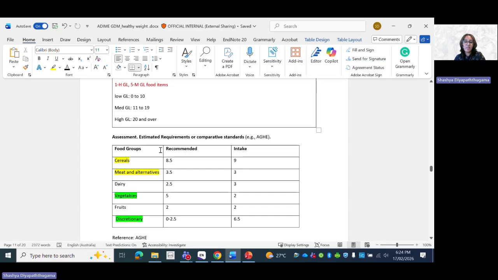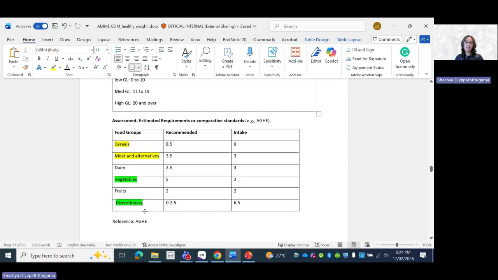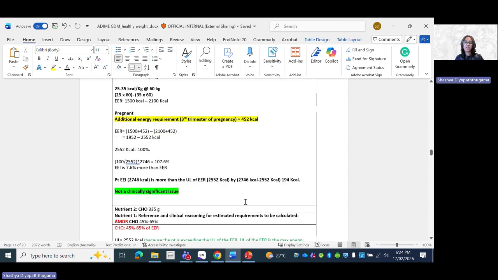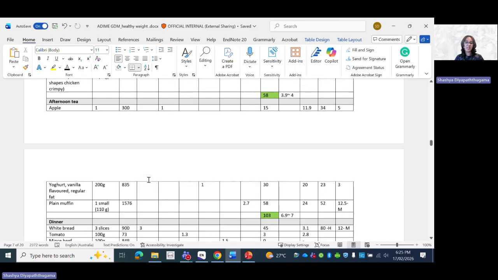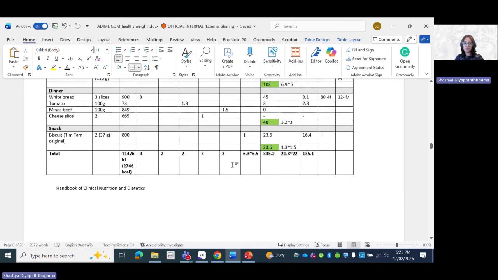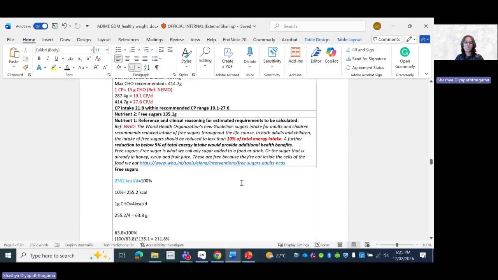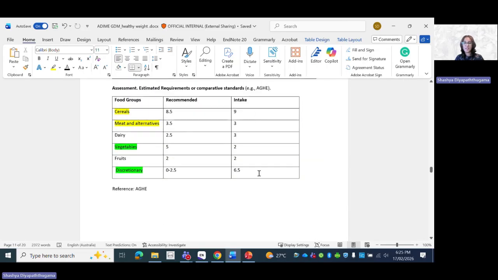Then I have also assessed her intake based on the food group recommendations. So these are the 5 core food groups and discretionary foods. And these are the recommendations according to the Australian Guide to Healthy Eating. And this is her intake. So going back to the table, this is how I've calculated the serves. As I said before, for each food item, I've distributed that to the relevant food group. And in the end, I've calculated the total number of serves for each food group. And that is what I have brought to this table in here. So this is her intake and these are the recommendations.